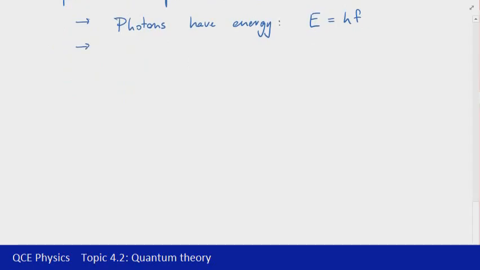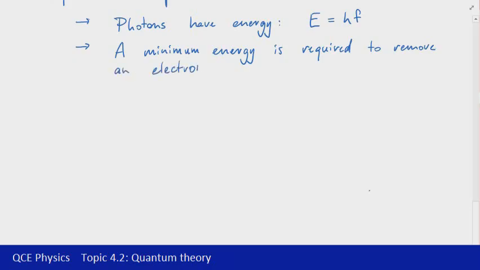The next thing that is important in Einstein's explanation is that there is a minimum energy required to cause the electron to be emitted. So to remove an electron from a solid, that wording is sort of the definition of this idea, and that definition is one that you can find in the glossary, the definition for work function. Work function is the amount of energy needed to remove an electron from the surface of a metal.